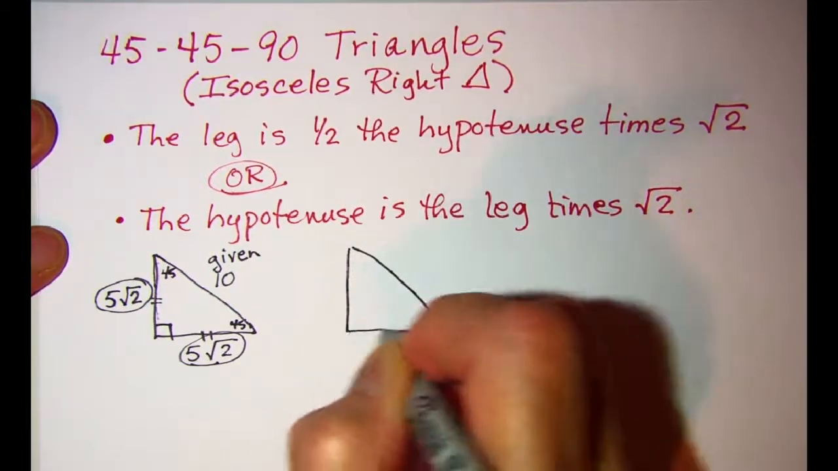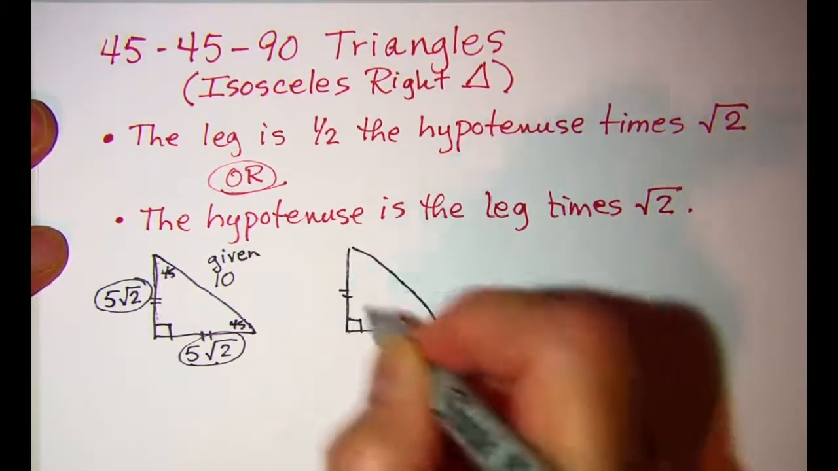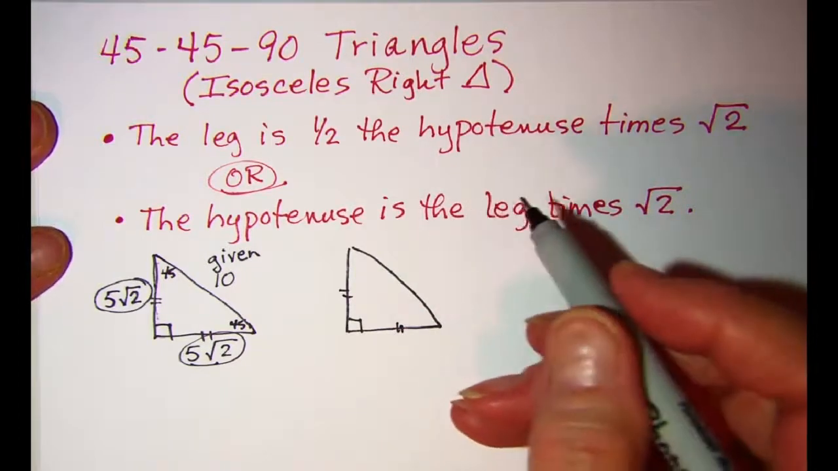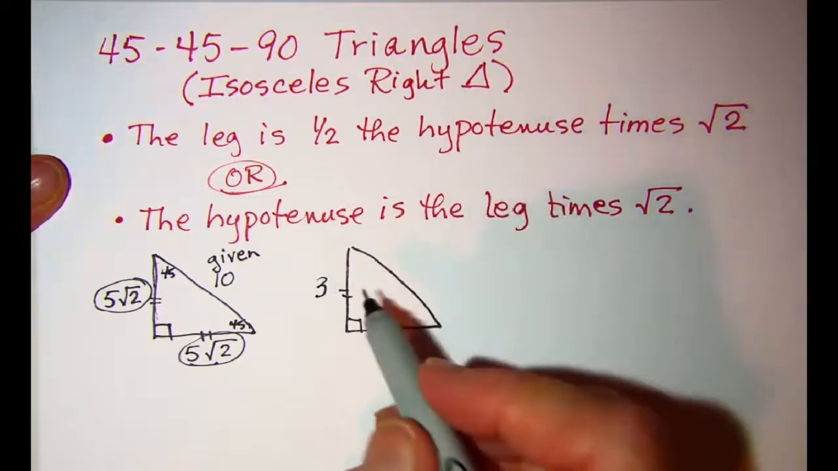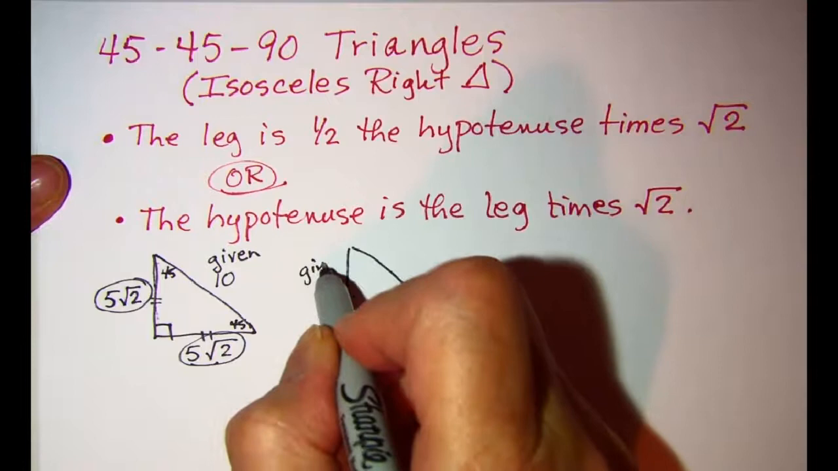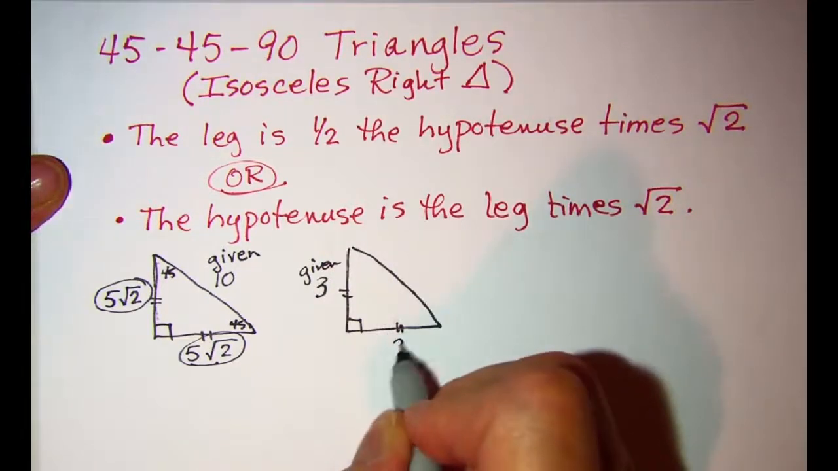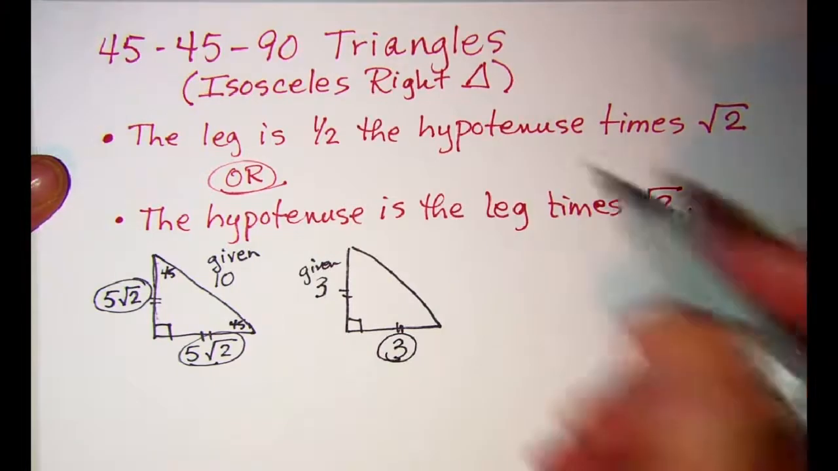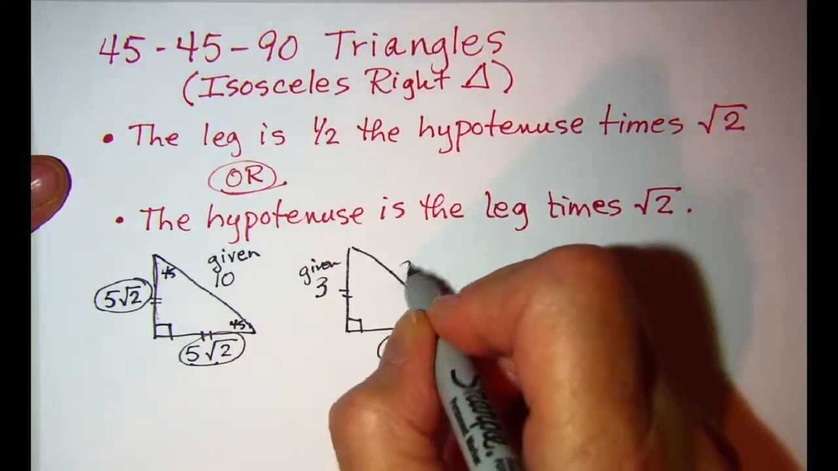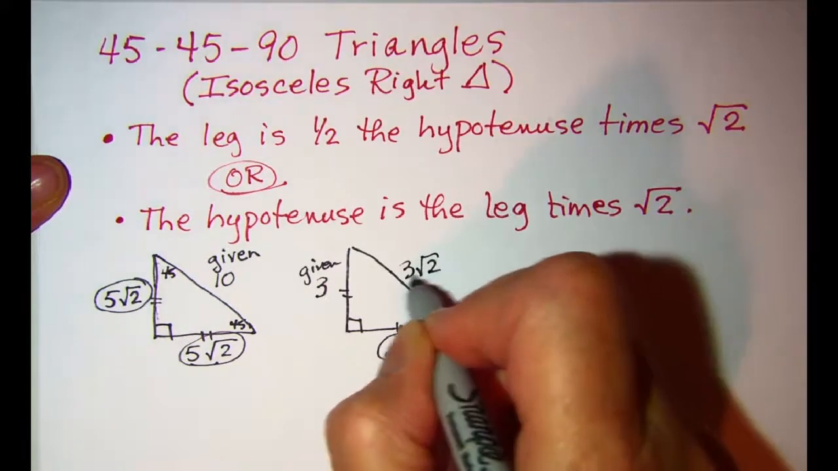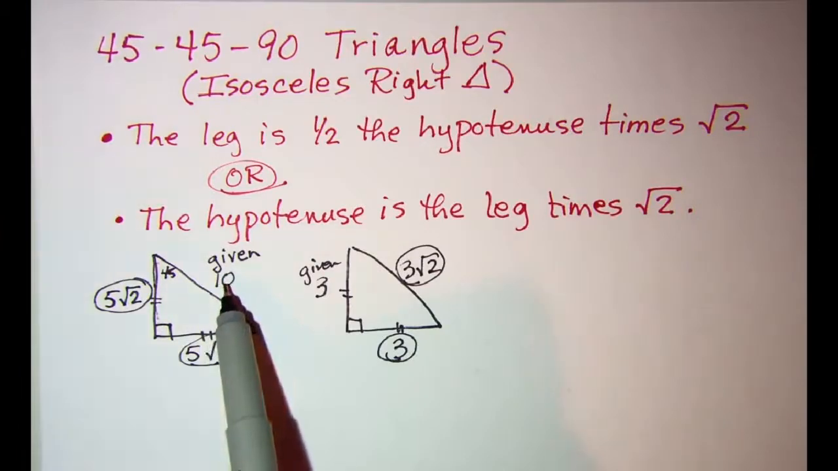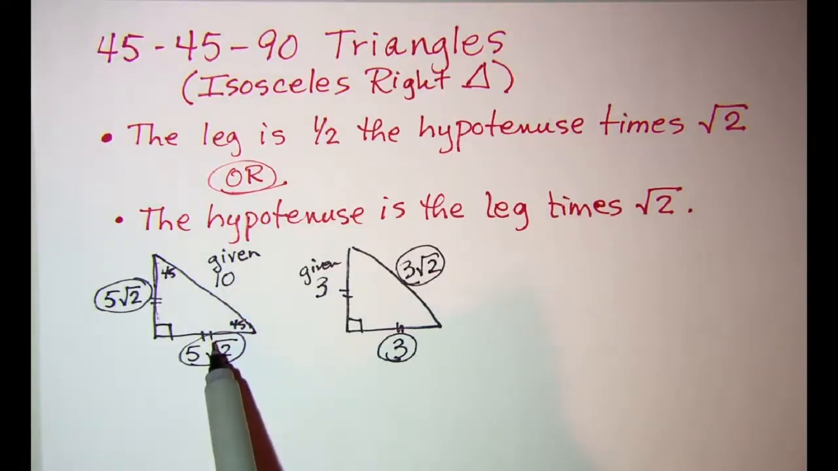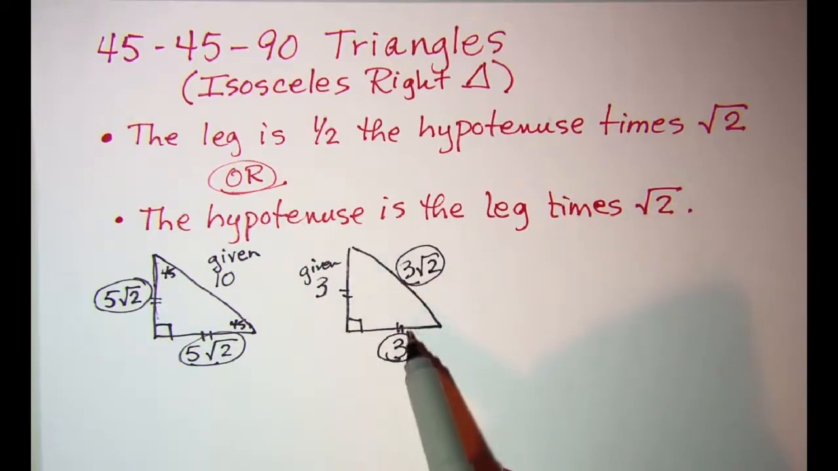If we know that our leg is 3, then we know the other one is also 3, and we know the hypotenuse will be 3 root 2. So if you're given the hypotenuse, just take half of it times the square root of 2. If you're given the leg, just multiply the leg by the square root of 2 to get the hypotenuse.